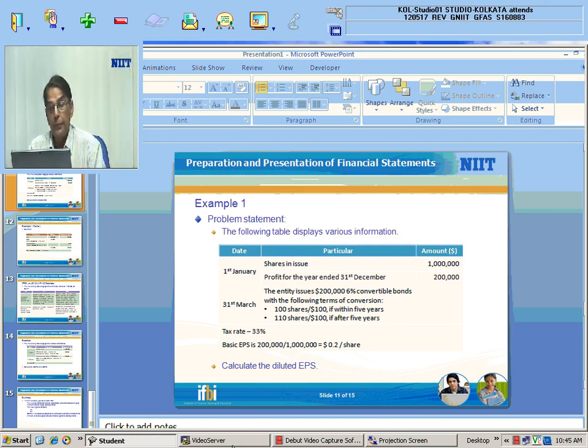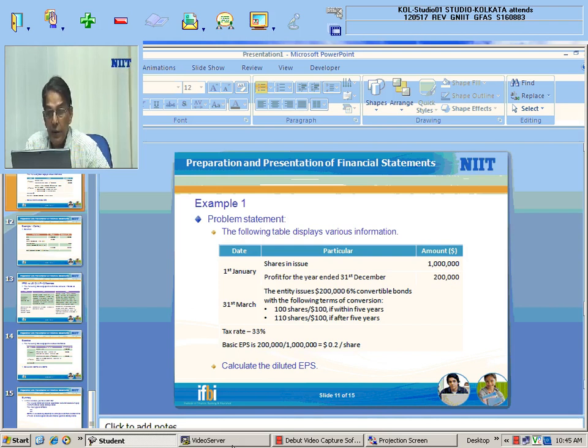Now, assuming the conversion takes place, we'll look at the terms of conversion when the maximum number of shares are issued. So we'll consider that 110 shares are issued against $100. There are two terms of conversion: 100 shares against $100 of convertible debt, and 110 shares against $100 of convertible debt after 5 years. So we'll take the one that will result in the most dilution. The assumption we'll consider is that it is after 5 years. That means against $100 of convertible debt, 110 shares are issued. That we will take.